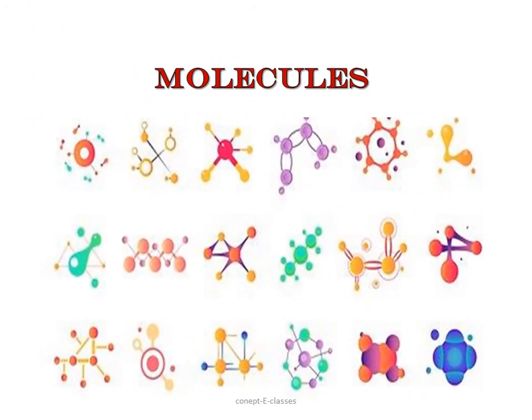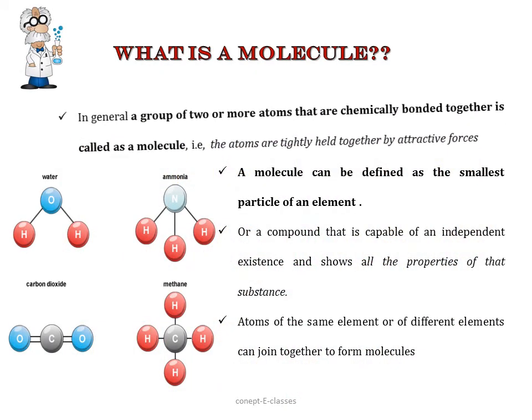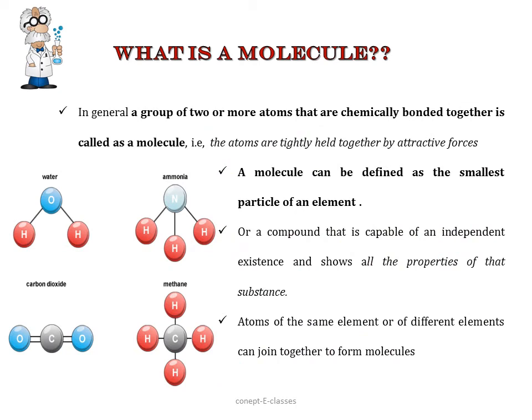Now let's see about molecules. What is a molecule? A group of two or more atoms that are chemically bonded together is called a molecule, and these atoms are tightly held together by attractive forces. Say for example water, H2O, ammonia, NH3, carbon dioxide, CO2, CH4 is methane. So here two or more atoms are chemically bonded together by attractive forces. So these are called molecules.